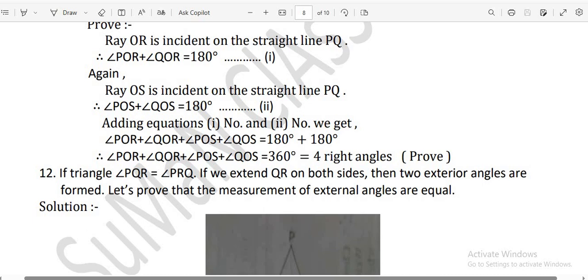Question number 12. If triangle PQR has angle PQR equal to angle PRQ, and we extend QR on both sides, then two exterior angles are formed. Let's prove that the measurements of the external angles are equal.